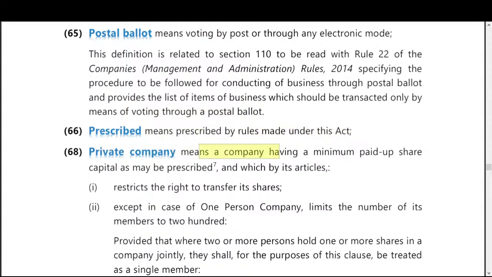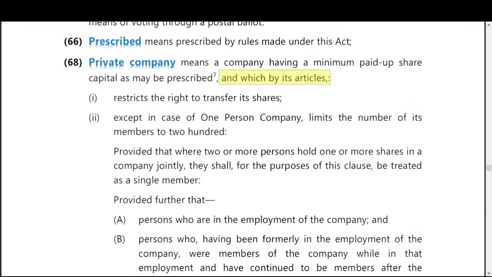Private company means a company having a minimum paid up share capital as may be prescribed, which by its articles restricts the right to transfer shares, except in case of a one person company, limits the number of its members to 200. Provided that where two or more persons hold one or more shares in a company jointly, they shall, for the purpose of this clause, be treated as a single member.